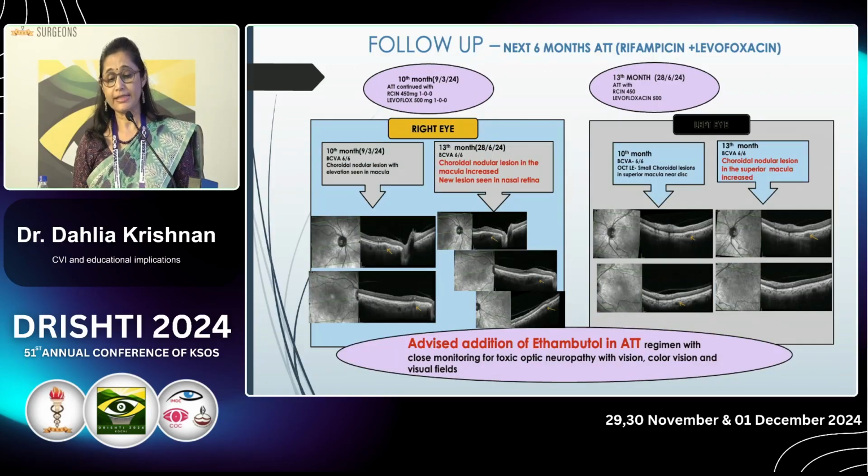After 6 months of ATT with rifampicin and levofloxacin, in the right eye the choroidal nodule lesion elevation was still seen. Also, by the 13th month, we saw a new lesion in the nasal retina, and the macular lesion was increasing in size. There were also 2 lesions seen in the left eye. So now we advised addition of ethambutol to the ATT.